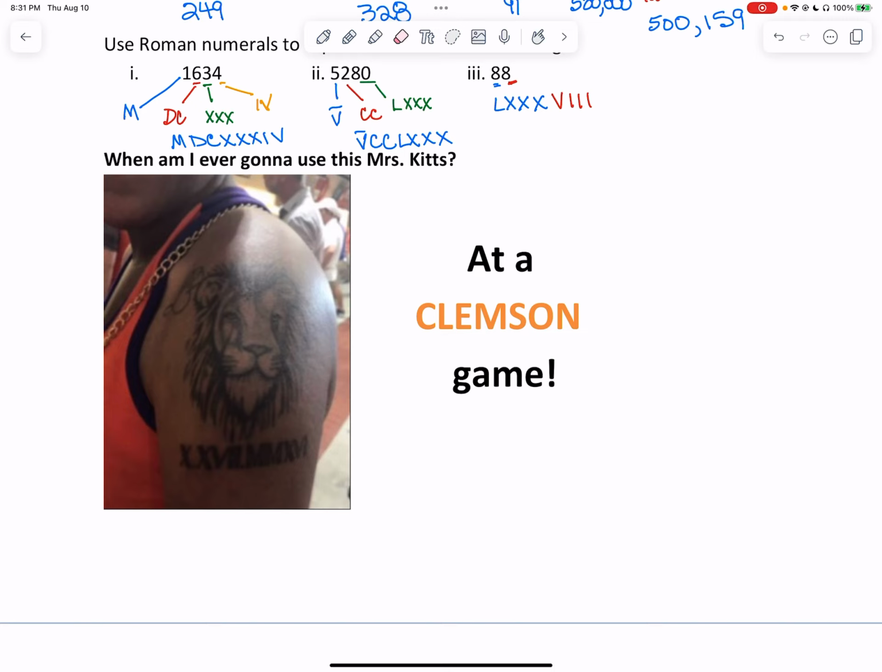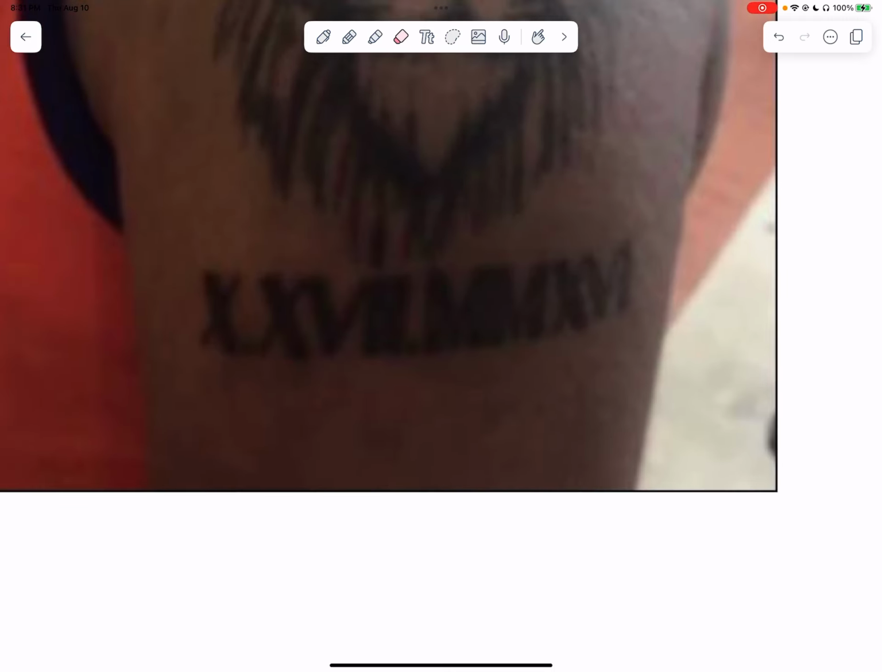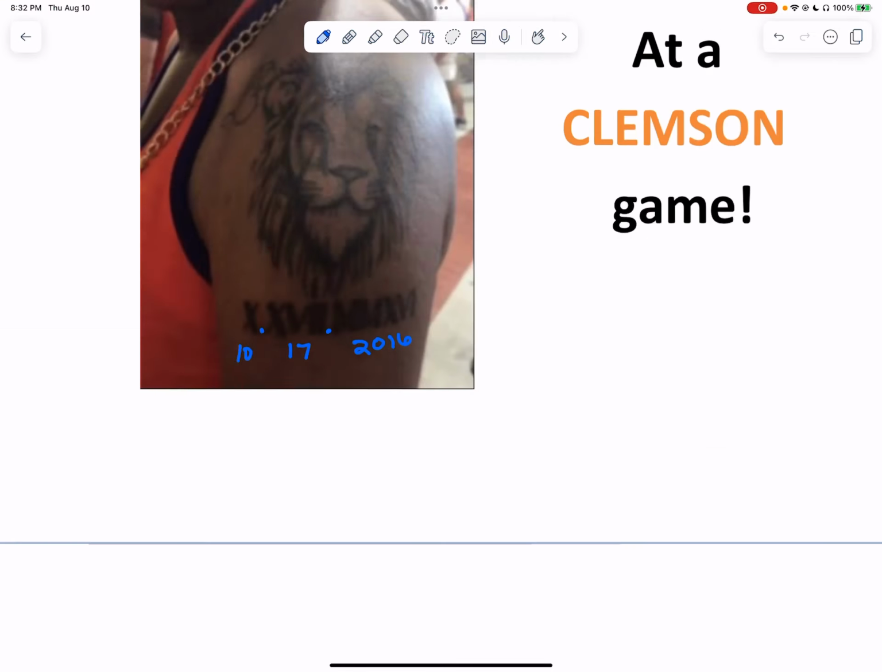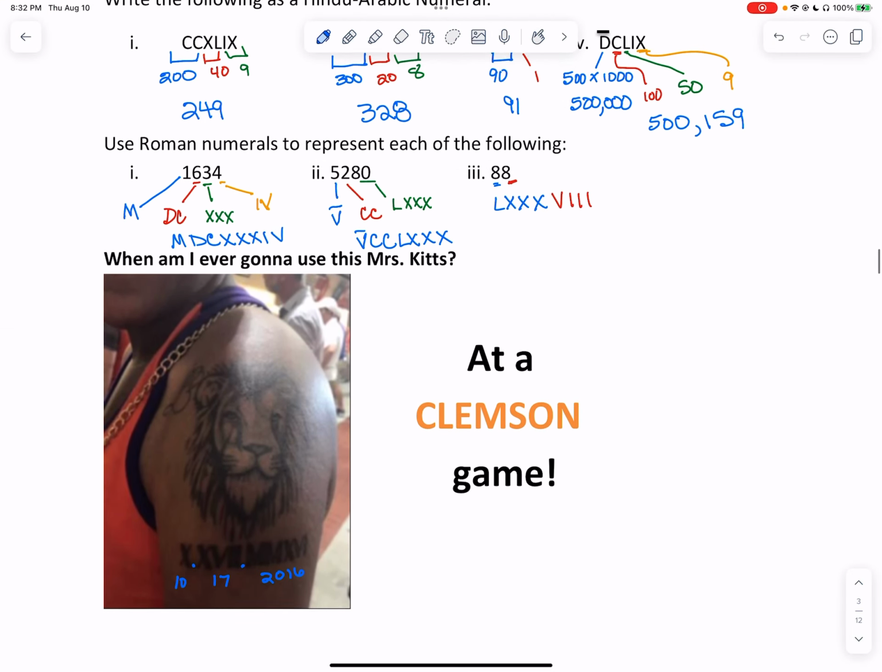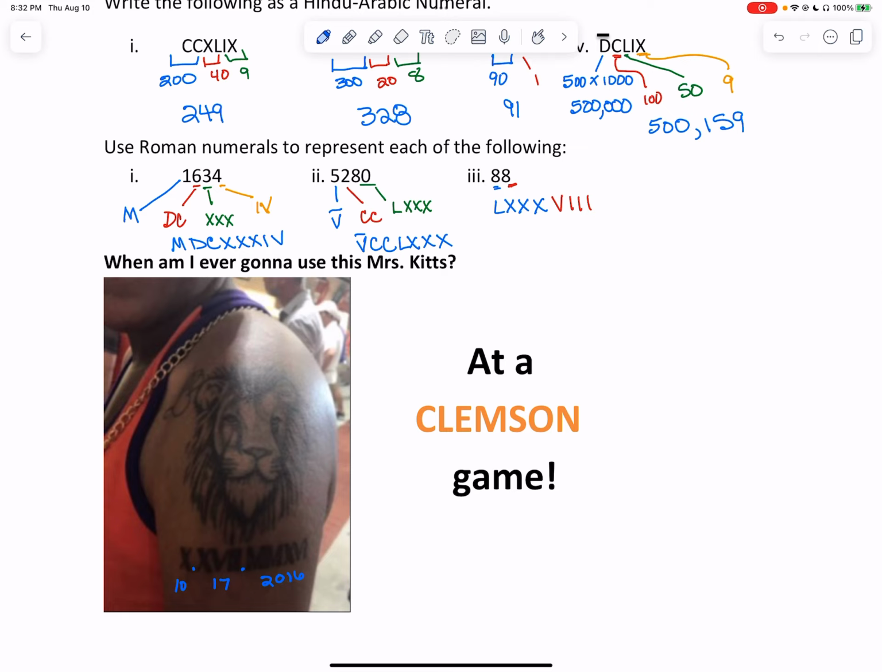Anyway, so this was her anniversary date. So you can see that she put little decimals in there, which they don't really do in Roman numerals. So the tattoo artist got a little creative. But that's a 10, and that's a what? 10 and a 17, and this is 2, so that's 2,000, and XV, so that's 16? So this lady got married October 17th, 2016. Anyway, so you never know when this Roman numeral stuff is going to come in handy.